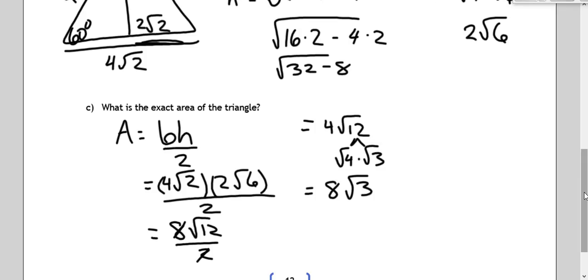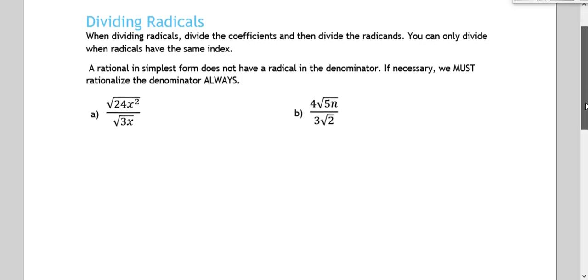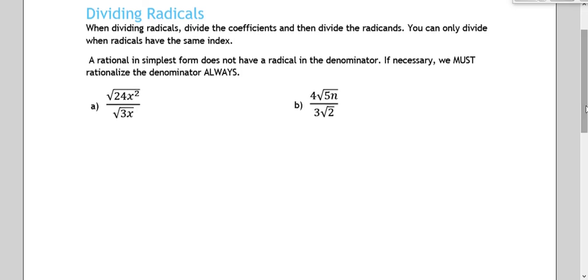Now we go on to dividing radicals. So when dividing radicals, divide the coefficients and then divide the radicands. We can only do this when they have the same index. A radical in simplest form does not have a radical in the denominator. If necessary, we must rationalize the denominator always, and I'm going to show you what that means.